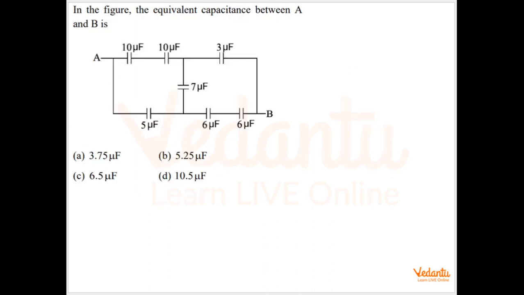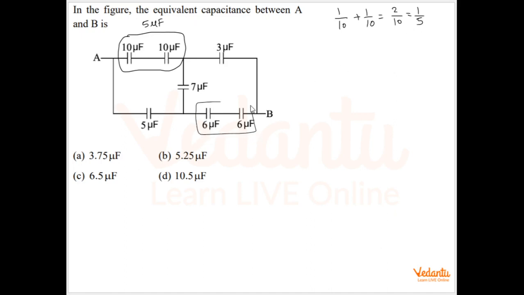Next is this question, beta. In this question, we can clearly see that we have a Wheatstone bridge on our hands. Now, first of all, in order to get to that Wheatstone bridge, we need to calculate the equivalent of these two. I will just write down 1 by 10 plus 1 by 10. That will just be 2 by 10 or 1 by 5. So the equivalent of those two will be 5 microfarads.